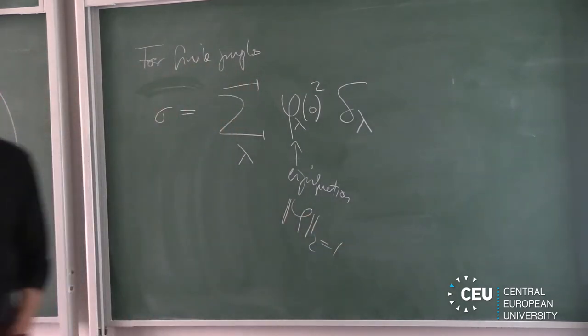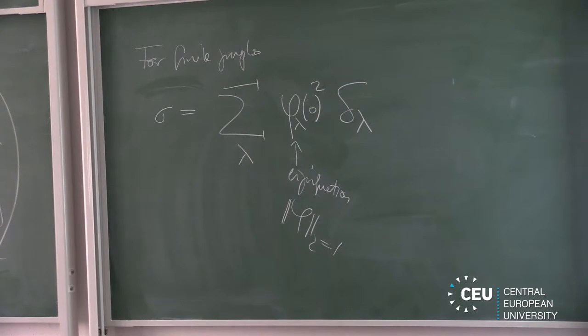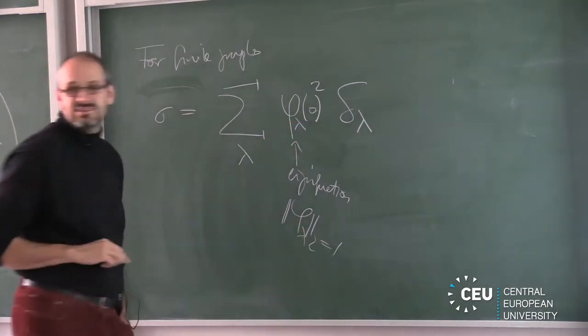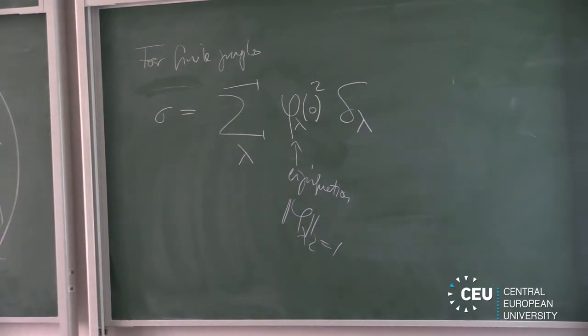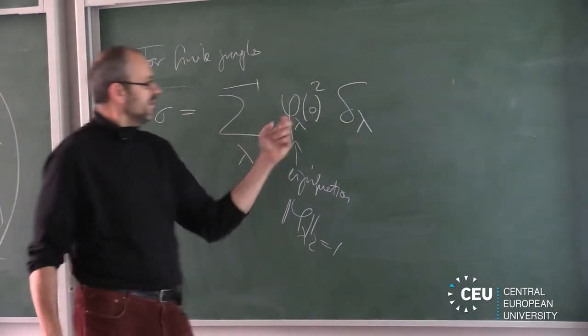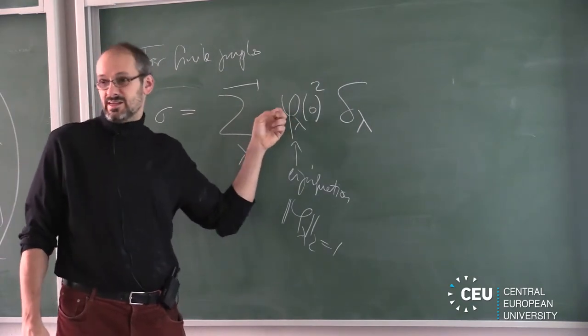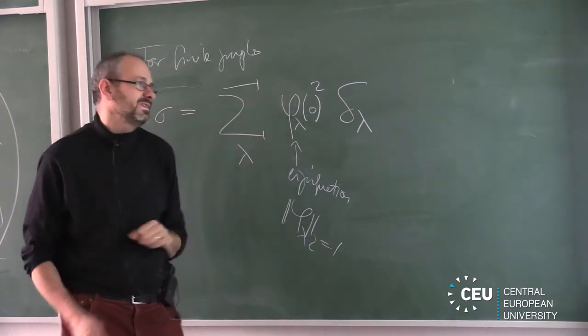So the norm should be 1. It's normalized by the square of that eigenfunction's entry. So every eigenvalue gets as much weight as the corresponding eigenfunction puts on this vertex O, some kind of participation.